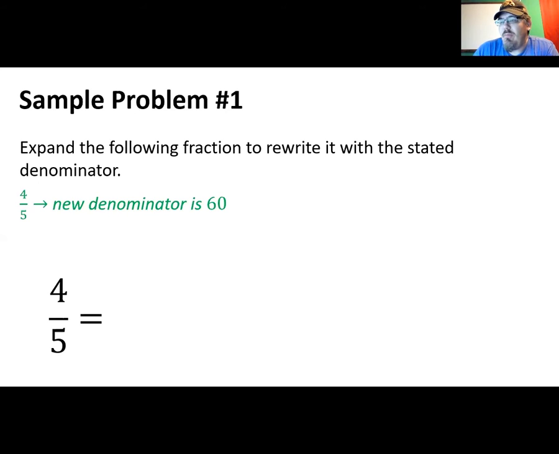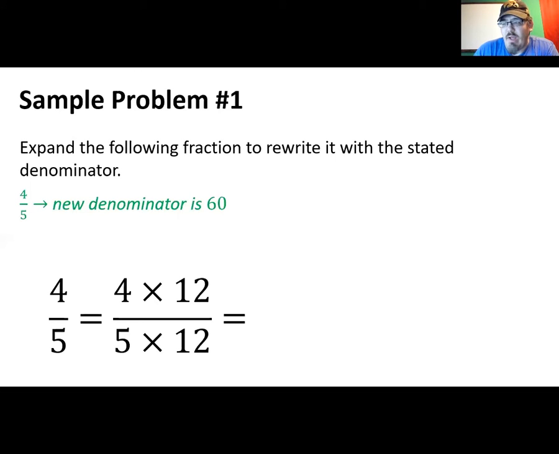All right. So basically what we're going to do to get started here is we need to figure out what we have to multiply 5 by, the denominator, to get a new denominator of 60. In this case, 5 times 12 is 60. So the key thing with equivalent fractions is whatever you multiply the bottom by, make sure you do the exact same thing to the top. So if we multiply the bottom by 12, we're going to multiply the top by 12 as well. When we do that, we get the value 48/60. And 48/60 is equivalent to 4/5. They have the same overall value.